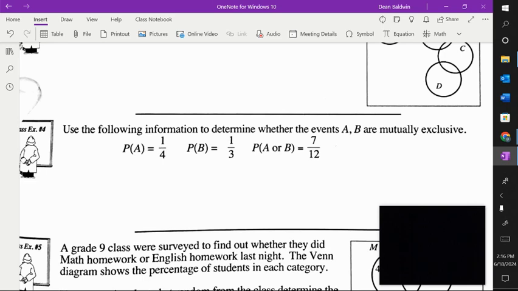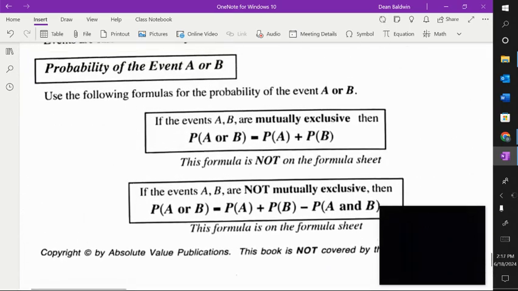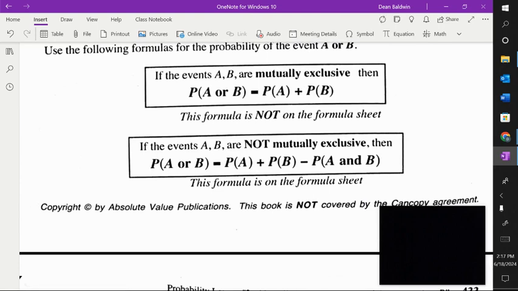Okay, now the math. Use the following information to determine whether the events A and B are mutually exclusive. Okay, so if they're mutually exclusive, then that means P of A or B is equal to P of A plus P of B, if mutually exclusive. Right? That's the definition, because there's no overlap. So if you look back here, that's this formula. It's just that this overlap is 0, so that's why it goes away.